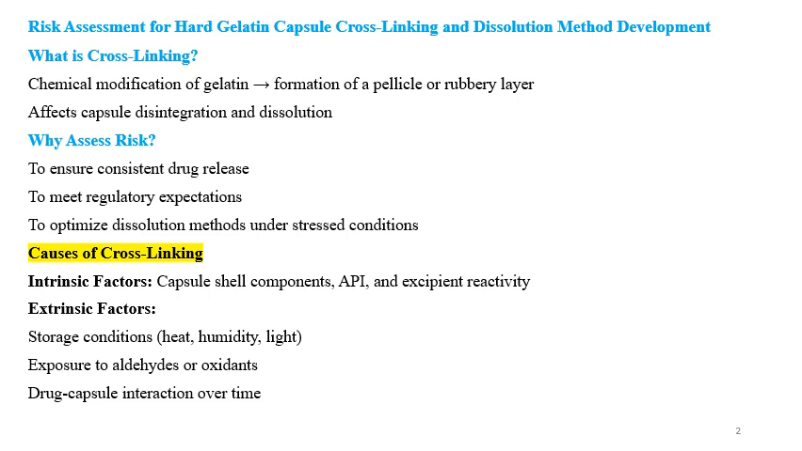Now see the causes of cross-linking. There are different causes, like intrinsic factors such as capsule shell components, APIs and excipients. Extrinsic factors are storage conditions, exposure to aldehydes or oxidants, capsule interaction with the drug, or interaction with some excipients or composition. Storage may affect the capsule shell and may induce cross-linking because of heat, humidity and light. So capsule storage is very important, and we should protect the capsules from excessive heat, moisture and light.